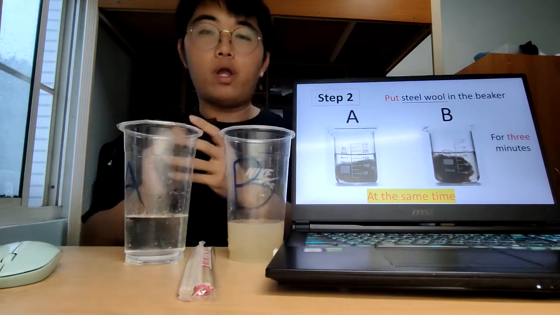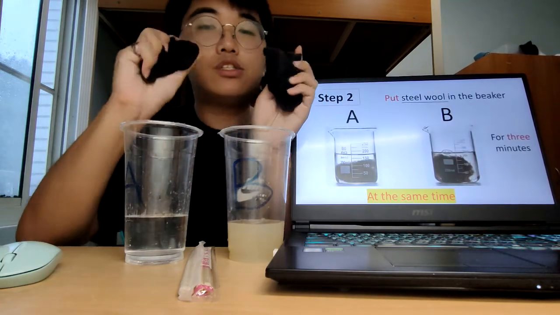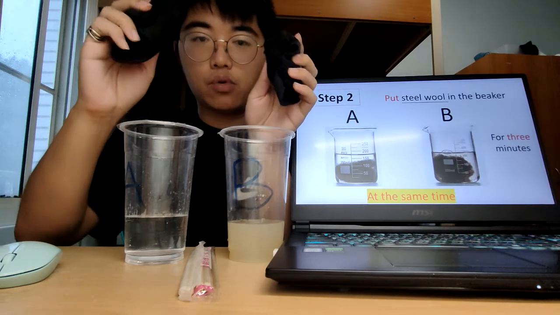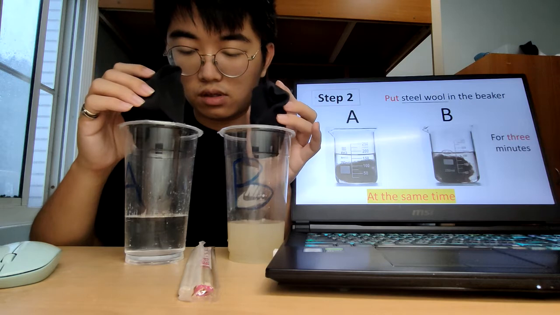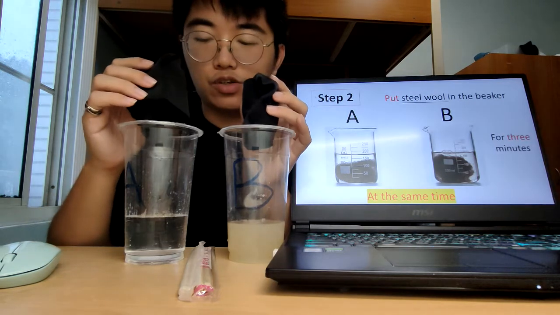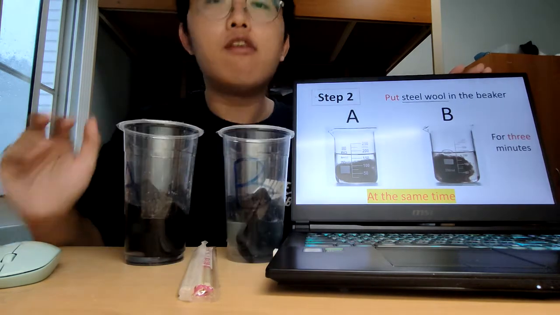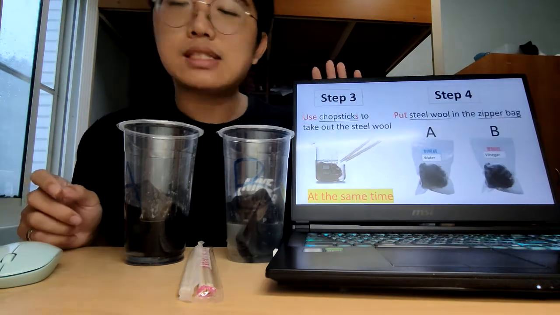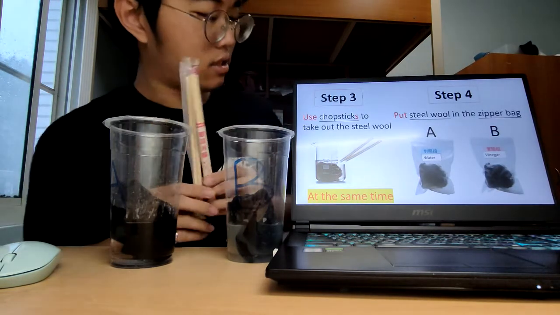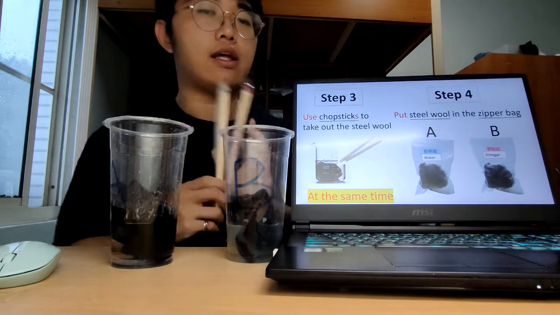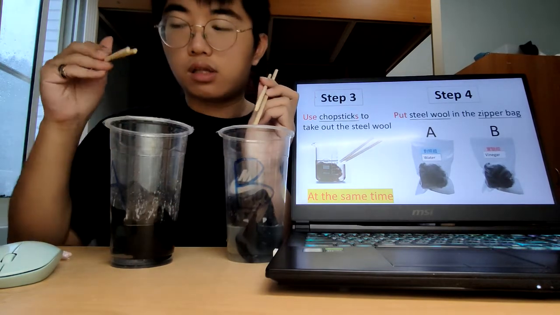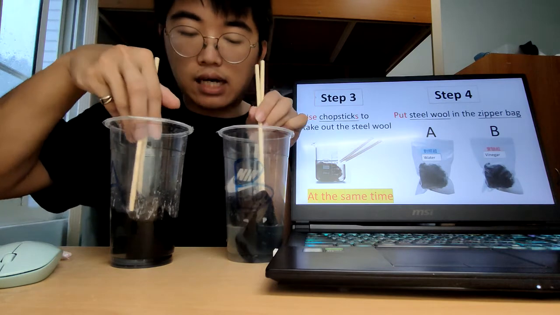In step 2, we have the steel wool. We need to put the steel wool in at the same time. Okay, so 3, 2, 1, go. For 3 minutes. Step 3, chopsticks. We use chopsticks to take out the steel wool. Remember to take out at the same time.